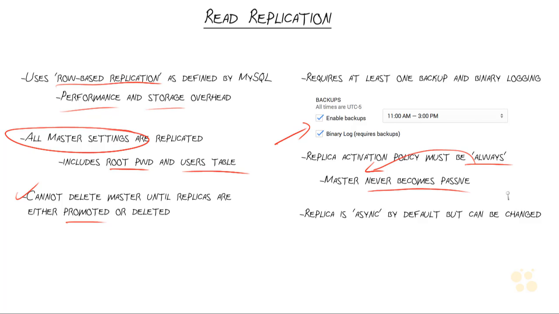Now, when you create your replicas, they are asynchronous replication by default. That's the replication that happens across zones I was just talking about. But you can change that to be synchronous replication. You're going to slow down your writes a little bit. You're going to lose some performance with synchronous replication, but you can set that up if you'd like.